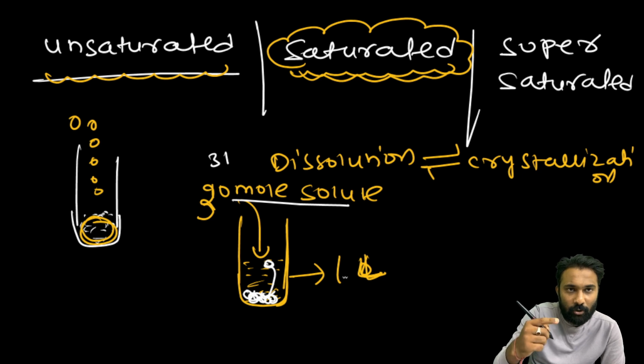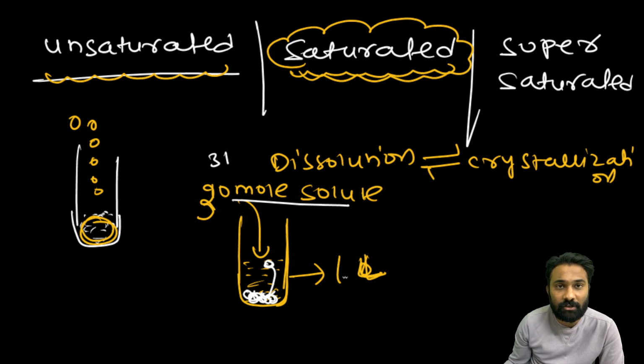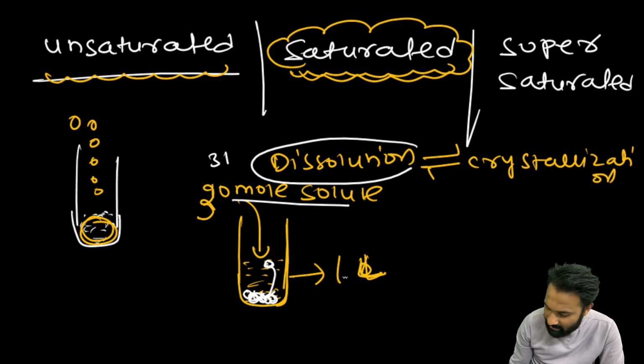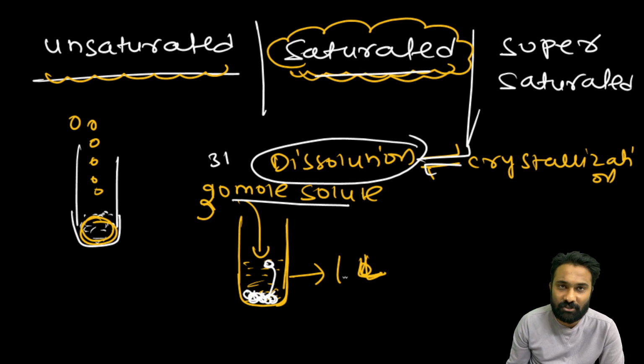Means the same amount: one is dissolving in the solution, and one which has been dissolved is again converting into solute. In this manner, one is dissolving, and one is again converting into solid. So that's the reason this dissolution is in equilibrium with crystallization, and that type of solution we call a saturated solution.